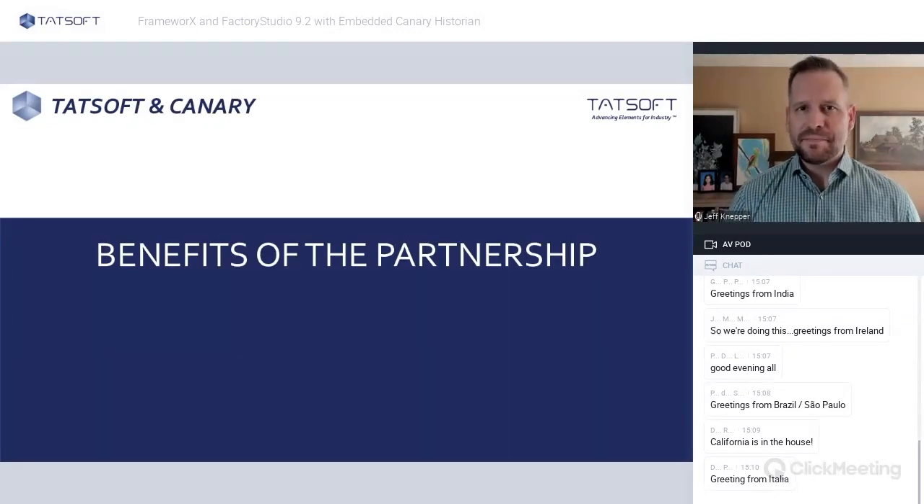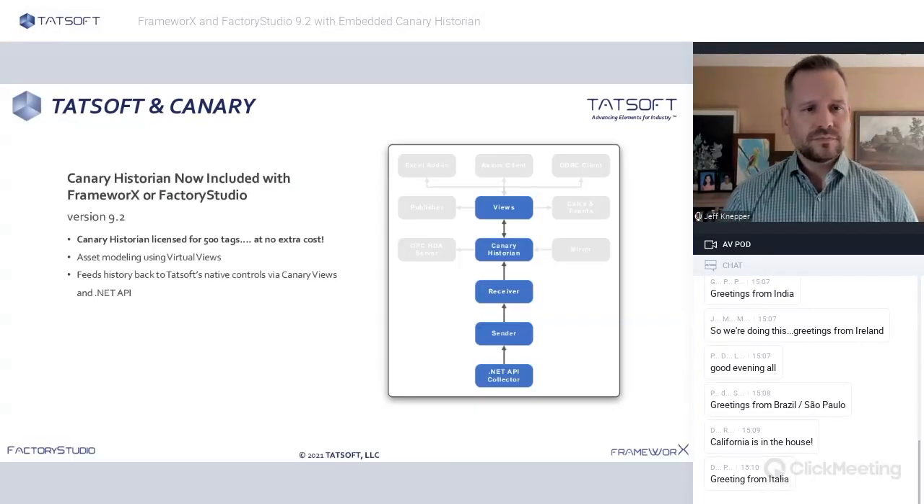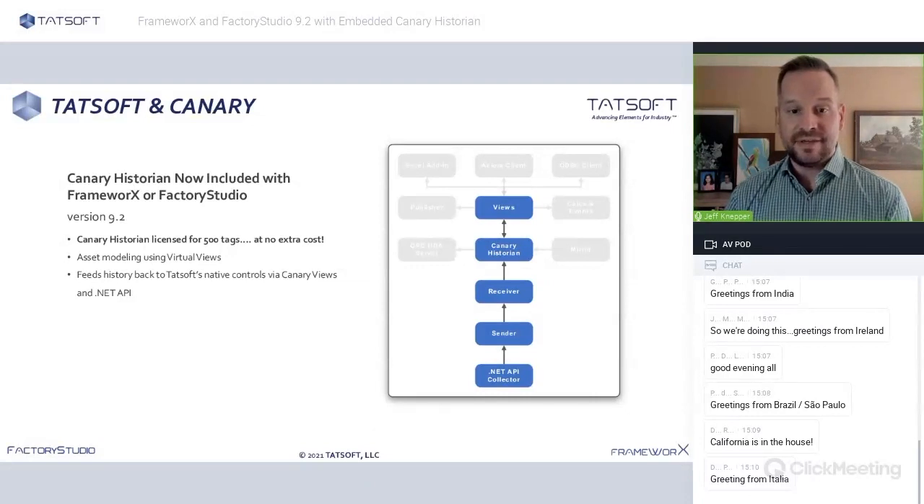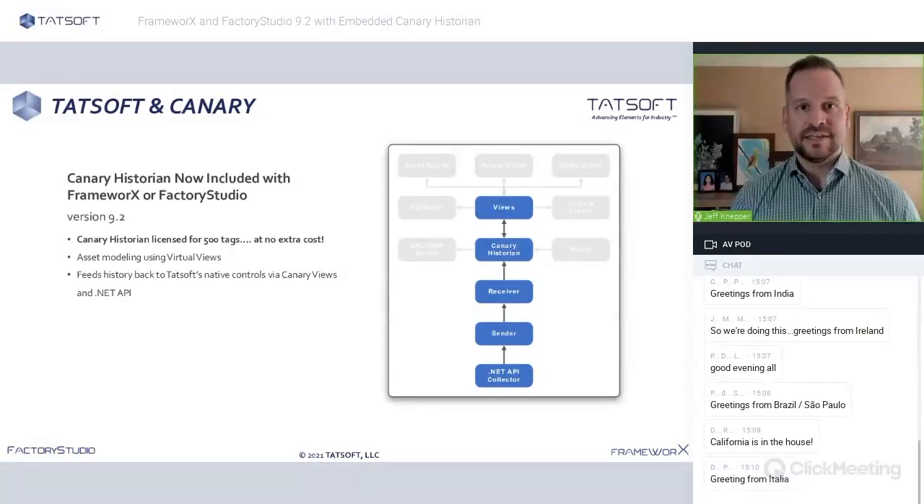So let's talk a little bit about the actual benefits of this partnership. The Canary Historian, the best and most popular modules or pieces of the Canary System. That's our ability to write data to the Historian over the .NET API, our store and forward with our sender and receiver, the Canary Historian itself, and our view service, which allows you to read data out of the Historian, again, using that .NET API.